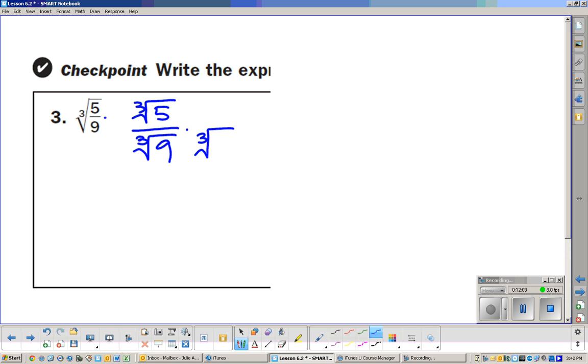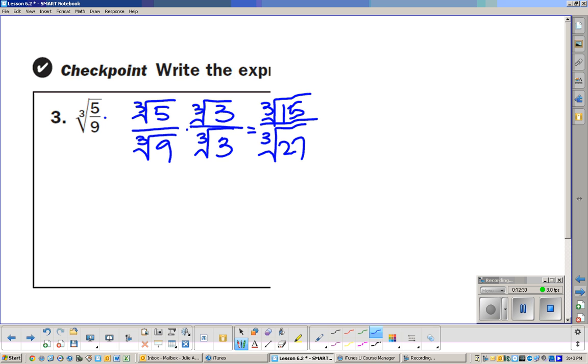So I'm going to look at my cube list and think, what can I multiply 9 by to get something in my perfect cube column? Well, I notice there's a 27 there, so I could just multiply it by the cubic root of 3. But whatever I do to the bottom, I have to do to the top. Now, let's see what happens. Well, on the bottom, I have the cubic root of 27. And on the top, I have the cubic root of 15.